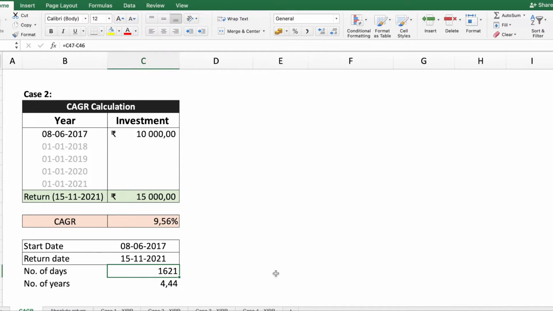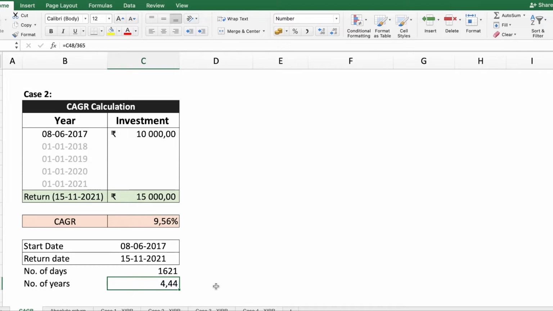1621 days. And we all know that in 1 year, how many days? 365. So if you want to know how many years, then we divide 1621 by 365, right? So let's do it. This divided by 365, so it becomes 4.44 years. So it's a fractionated year.